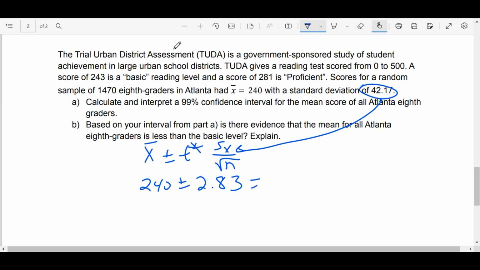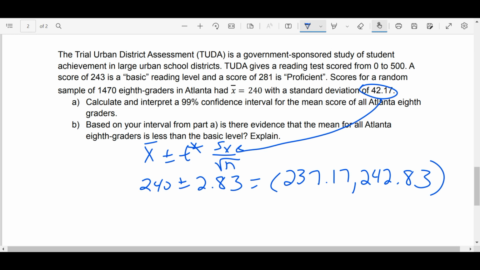So you'll get an interval of 237.17, 242.83. That is what we would interpret. We are 99% confident that the interval from 237.17 to 242.83 captures the true mean of scores of all Atlanta 8th graders.